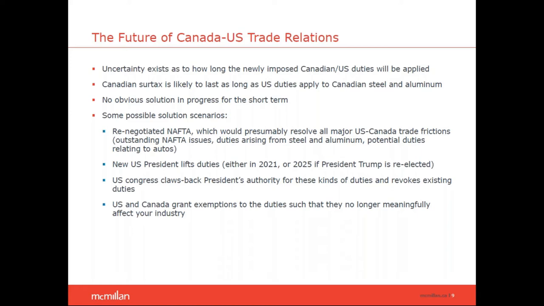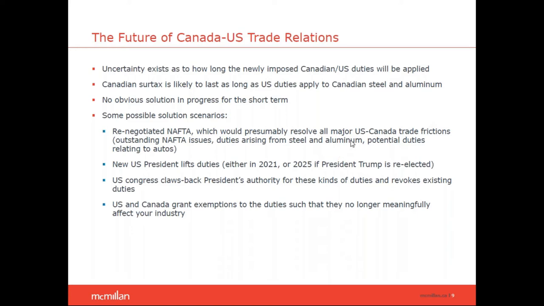It's possible that we may have to wait until another U.S. president is elected, in the hopes that the new U.S. president would lift the duties. I mean, a new president couldn't possibly be inaugurated until 2021 under the normal four-year regime, absent some kind of impeachment of President Trump. But if President Trump maintains his full first term and is reelected for a second term, then we'd be talking 2025 before there's a new president elected. So that's not a very short-term solution.